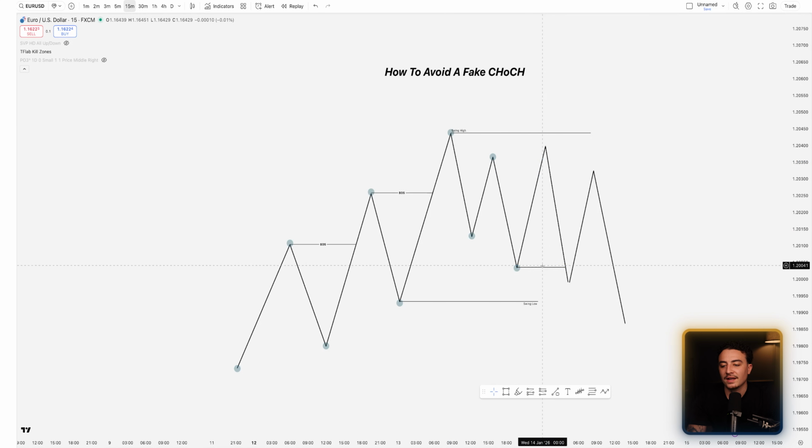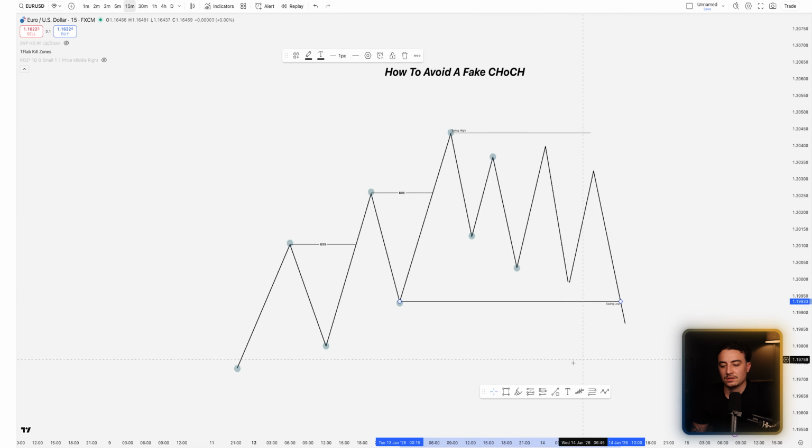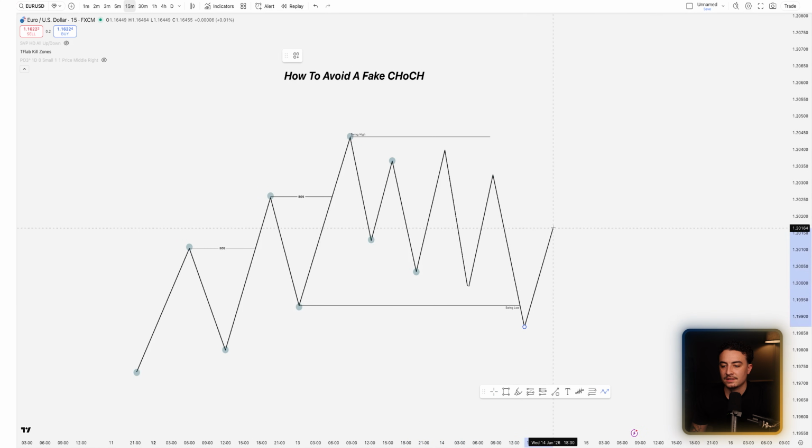The most important thing here is that we know how to correctly read the swing points, so we know how to correctly place the change of character, okay? When does the change of character actually happen? When this swing low goes. So now price has taken this swing low, okay? This is a change of character.